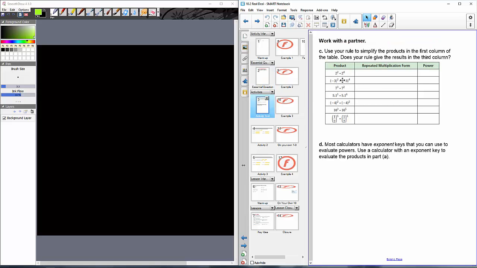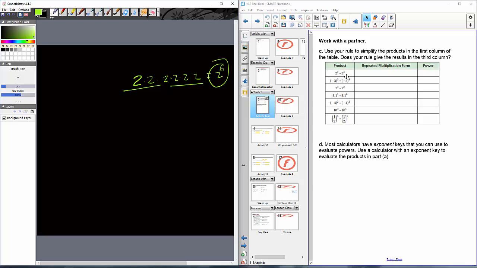So if I look here, I have 2 to the 4th times 2 to the 2nd. And when I multiply this, I do 2 times 2 times 2 times 2 times 2 times 2. That's what this is saying, 2 times 2, and then this 2 times 2, 4 times. Well, altogether, I have 2 to the 6th power. And that's what it's equal to.